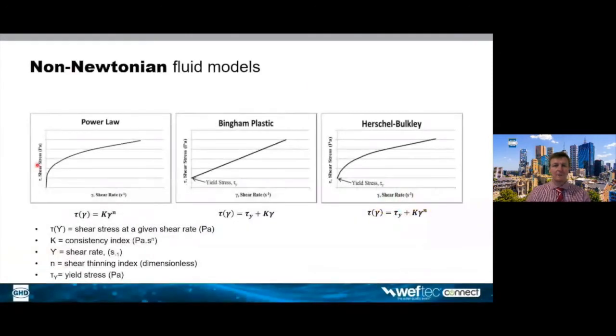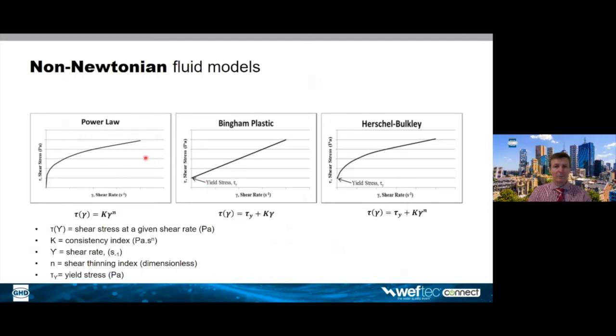So a brief overview of sludge rheology. Sewage sludges typically are non-Newtonian in nature, especially as the dry solids concentration increases above, say, 2 to 3% dry solids. A couple of common features of non-Newtonian sewage sludges are that the viscosity can vary with shear rate, and also there can be a yield stress observed. That is a stress that needs to be overcome simply to get the fluid to move or to flow in the first place.